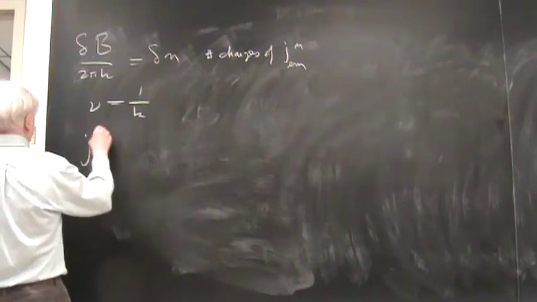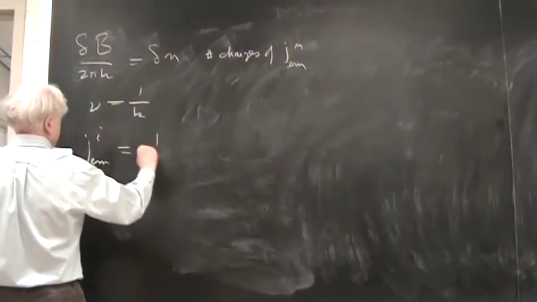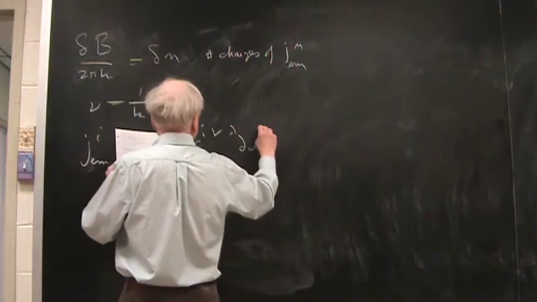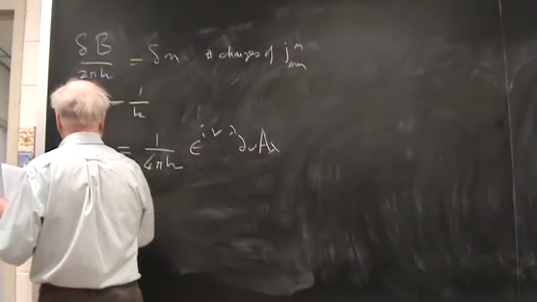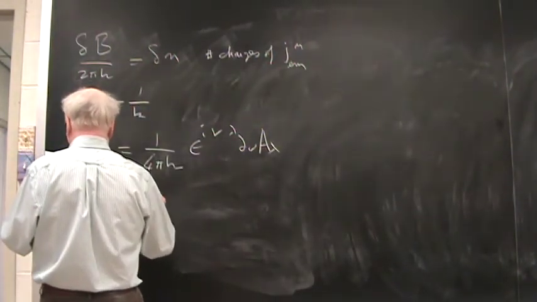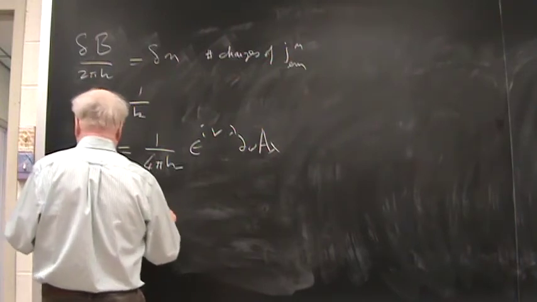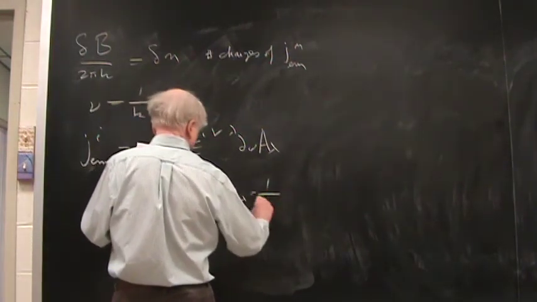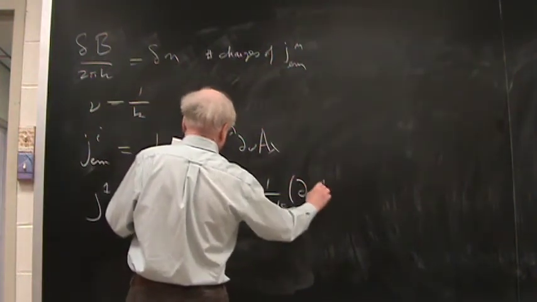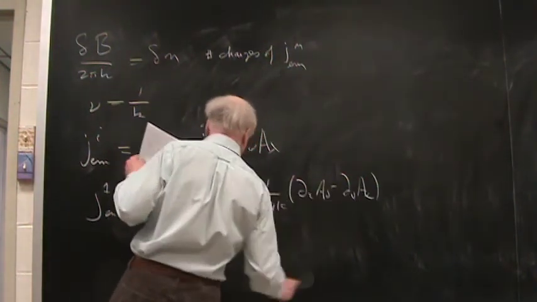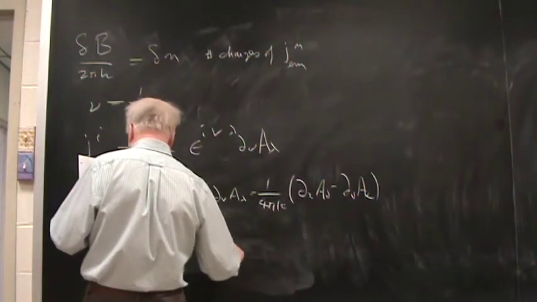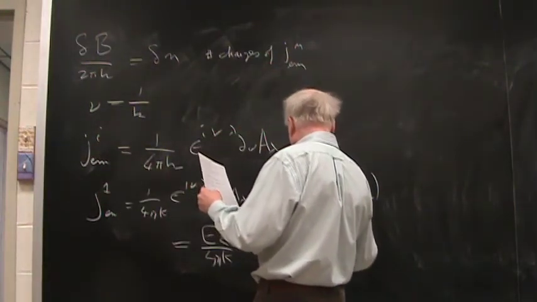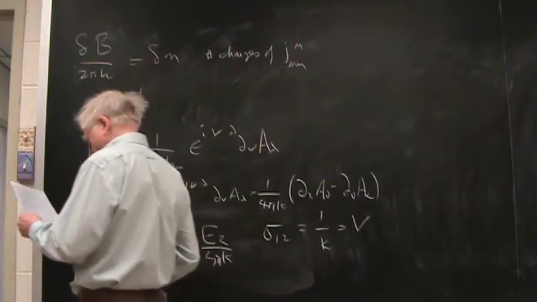Anyway, the ith component of this electromagnetic current is 1 over 4 pi k, epsilon i nu lambda d nu A lambda, and in particular J1 EM is 1 over 4 pi k, epsilon 1 nu lambda d nu A lambda, which is 1 over 4 pi k (d2 A0 minus d0 A2), and that's what we call E2 over 4 pi k. And so sigma 1,2 is 1 over k, which is nu.